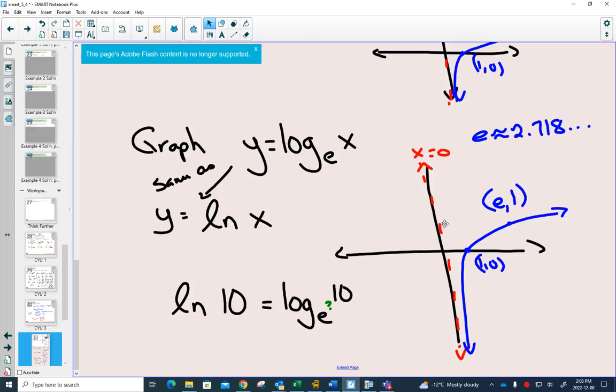Okay, so graphing practice. You can circle questions 10 and 11.